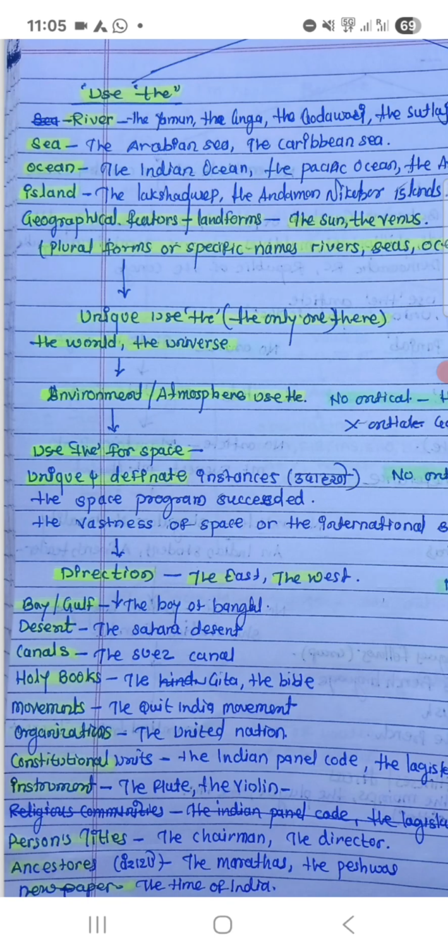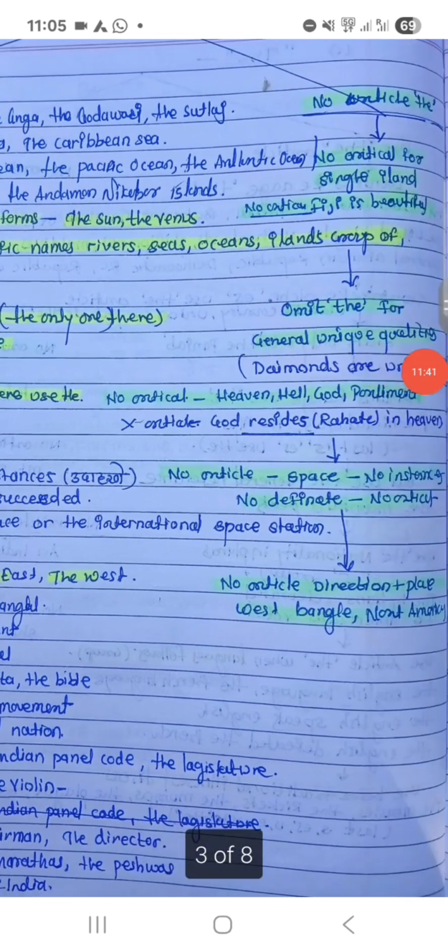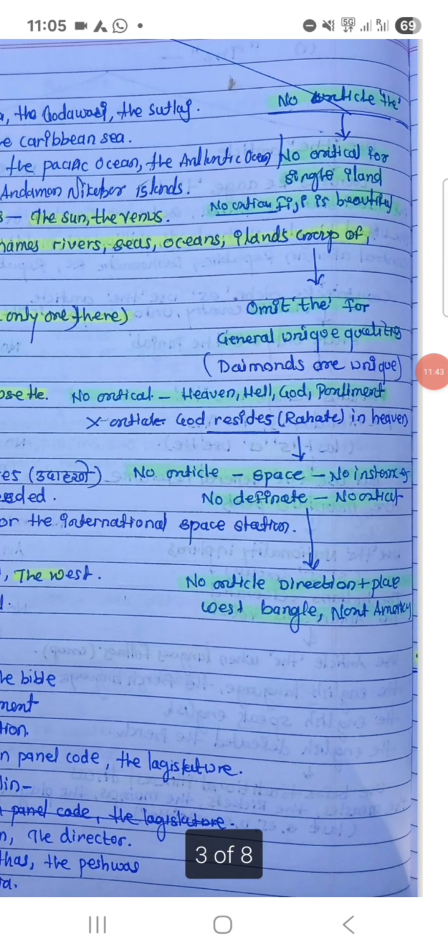Okay. Next, environment and atmosphere. There definitely use the: the environment, the atmosphere. So that time we use the. Next, the opposite side: omit. Omit means do not use the for general unique qualities. For example, diamonds are unique. That time we do not use the.